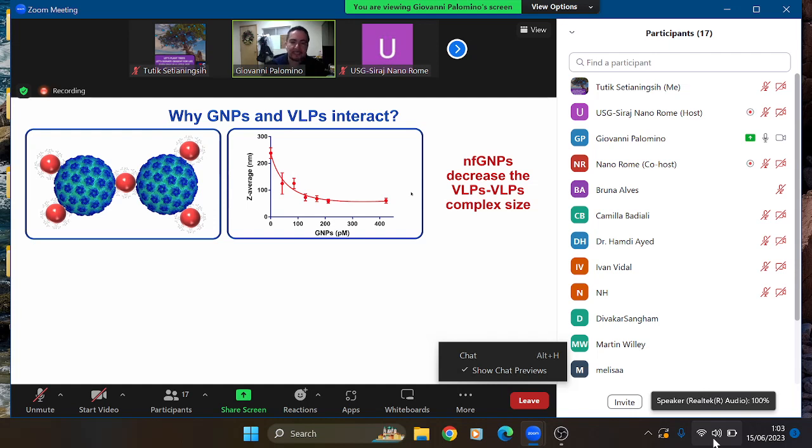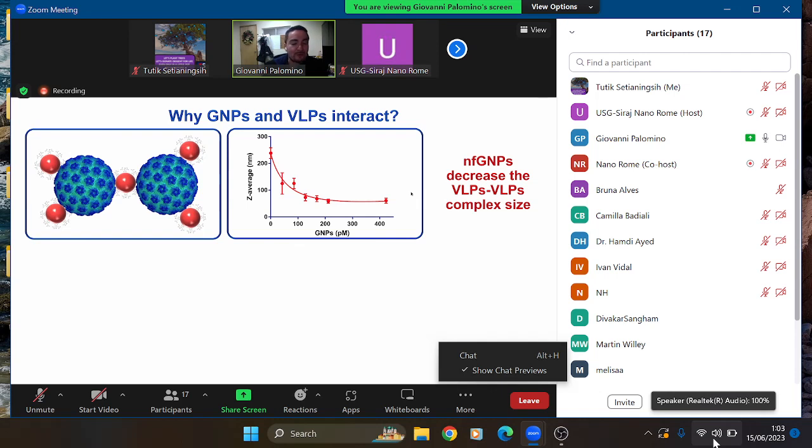As you can see in this plot of dynamic light scattering size determination versus increasing concentration of gold nanoparticles, the size of the VLP complex decreases to something that resembles a single VLP. So with this result, the hypothesis is that an electrostatic interaction happens.